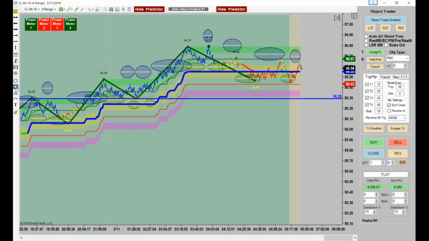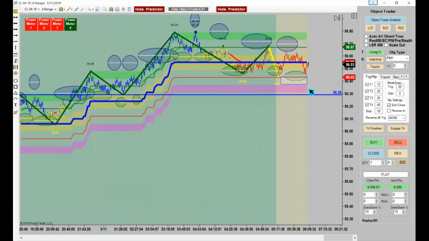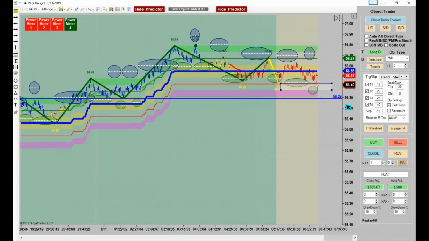So let's see if we can get a phantom. And we're not going to take it. I'm just going to see if it gives us like 10 ticks. We'll just see if we get a phantom trade. Our background changed. We're looking for a phantom trade. Not yet. It's got to be in this little sweet box. There's your phantom trade. See if we get 10 ticks.